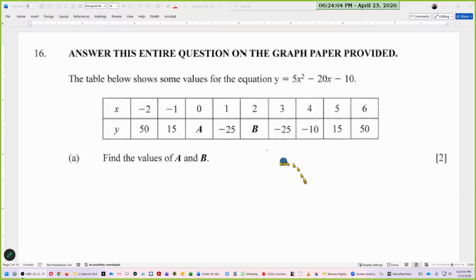So this is a parabola. And we know it's a parabola because the highest power on x is going to be 2. That means it's going to be a curve.